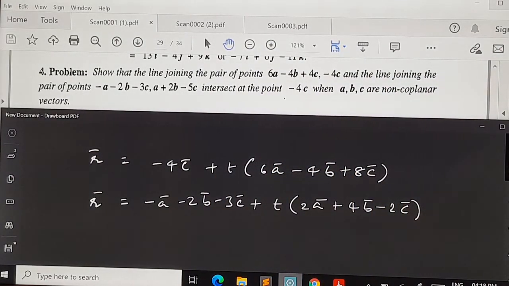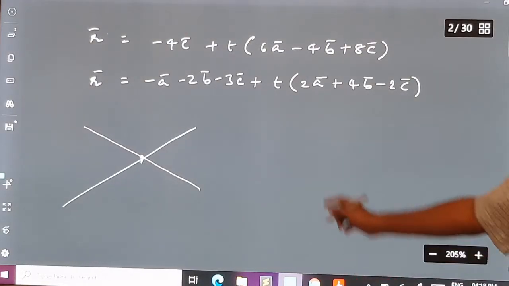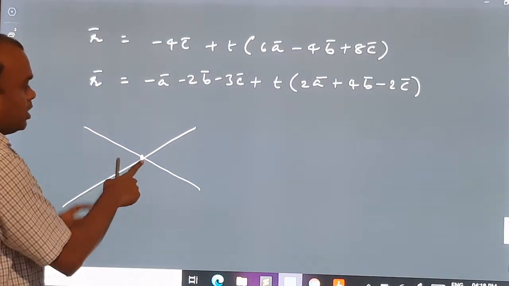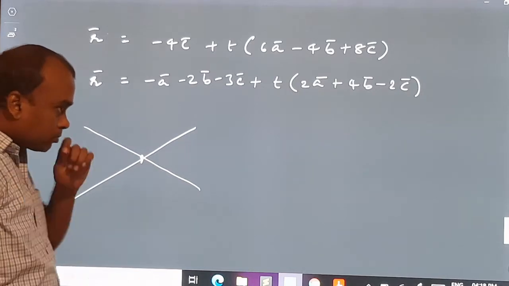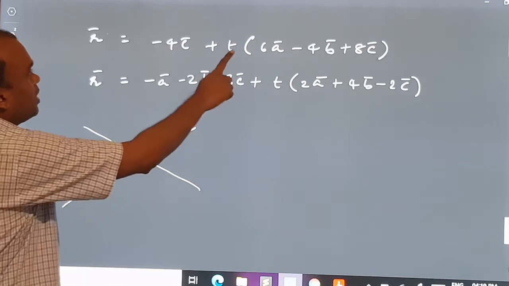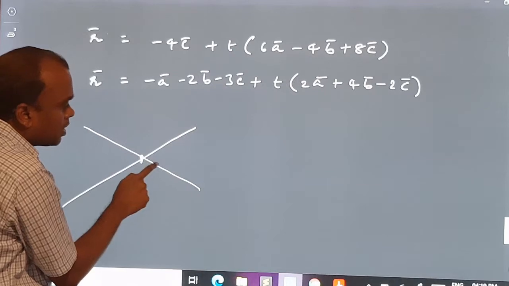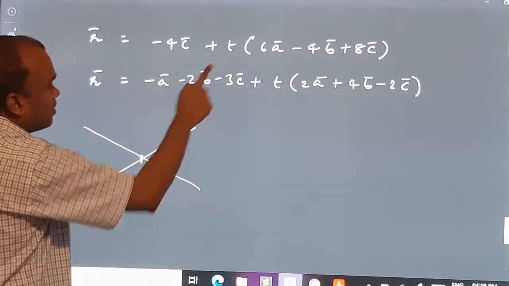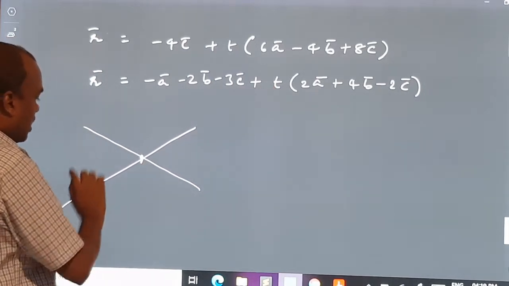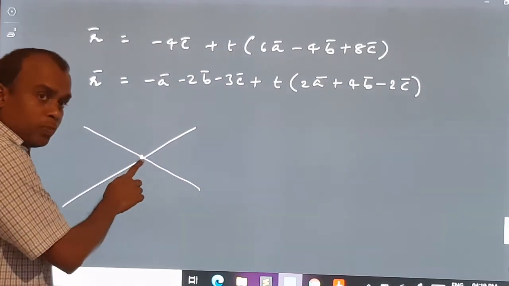Now what am I looking for? I am looking for the point of intersection of these two lines. Okay, say this is the first line, second line, first one, second one. I want their point of intersection. To find the point of intersection, you see, for different values of t, this r bar takes different points on this line. And here also, for different values of t, this r bar takes different points on this line. Now, we are looking for their point of intersection.